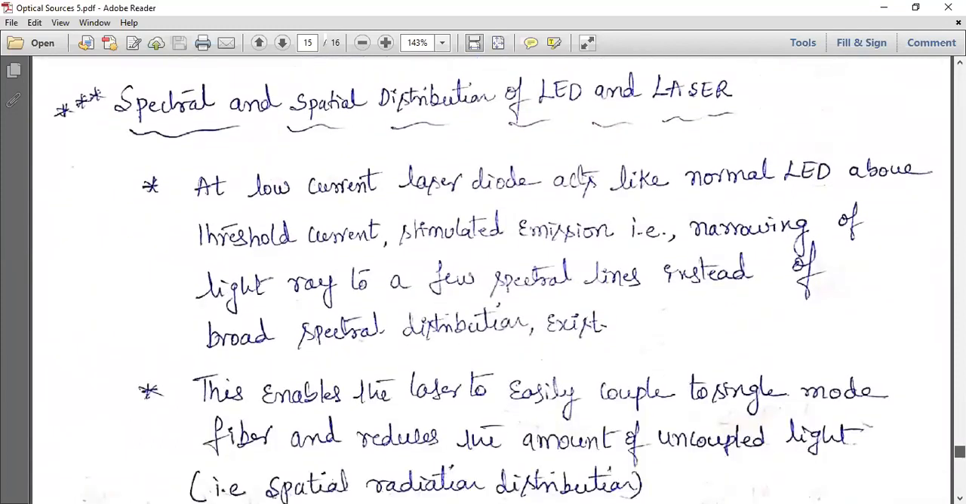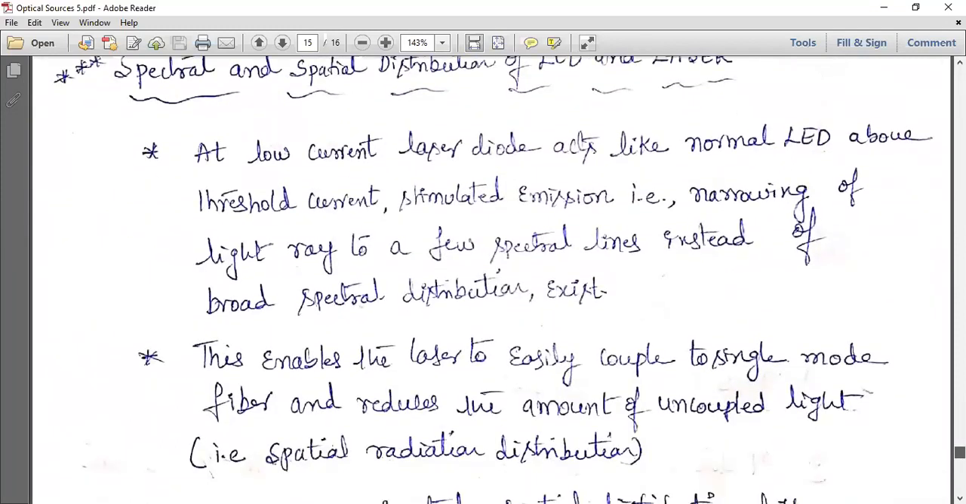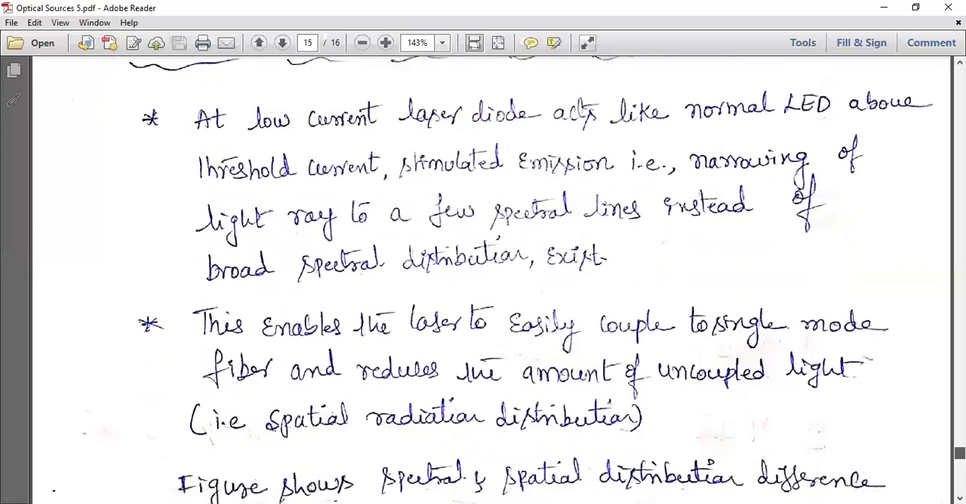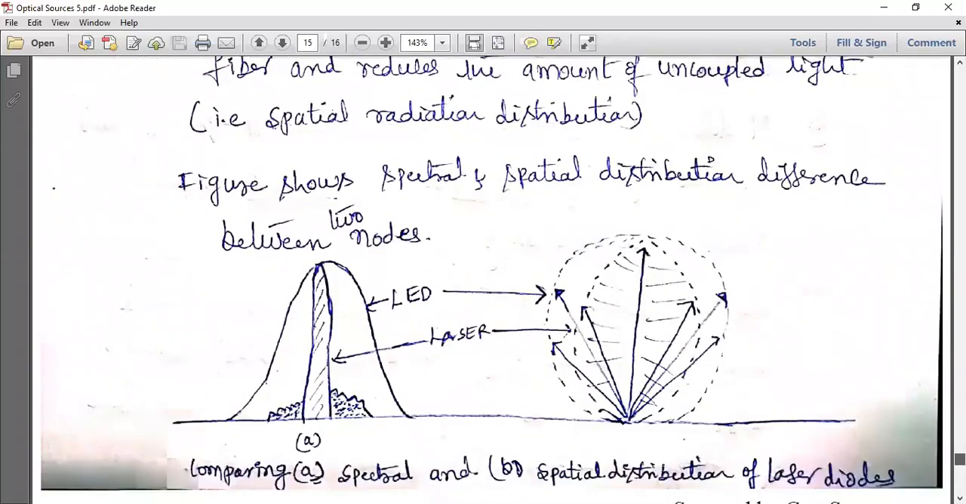Next is spectral and spatial distributions. Important things are the Fabry-Perot resonator and the DFB laser. So, spectral and spatial distributions of LED: how the LED output and laser output will look. A laser output is very directional and narrow. This is the laser, with respect to wavelengths it is a narrow band. LED is of wide band, and the power generated will be the same, but it will go in different directions. People sitting at this point can see the LED, but the laser is very directional.